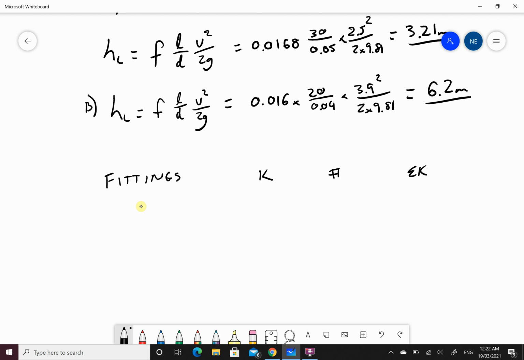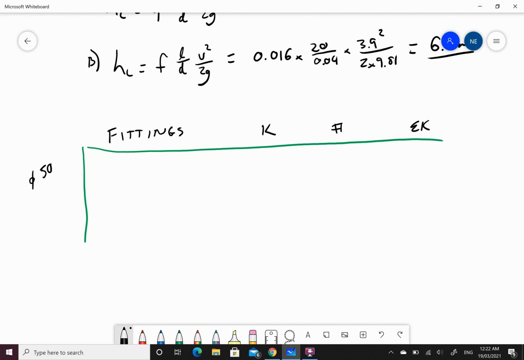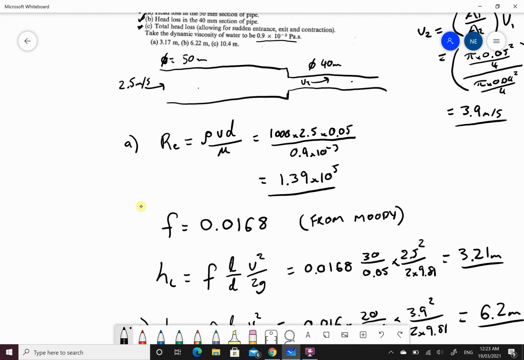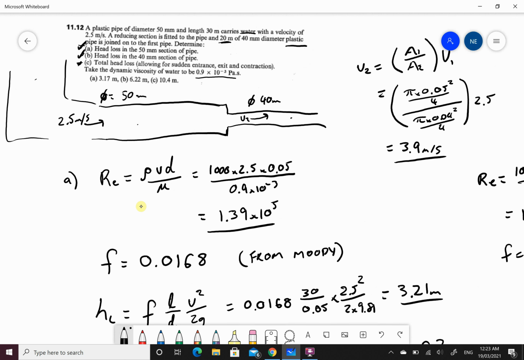So let's do this one here with the 50 mil pipe. Change color. 50 mil pipe, we'll put through here. After we do that, we'll do the 40 mil pipe. So what is the 50 mil pipe? What's happening? So if I assume it's attached to a tank through here somewhere, I have a sudden entrance. And then I also have a sudden contraction at this point here.